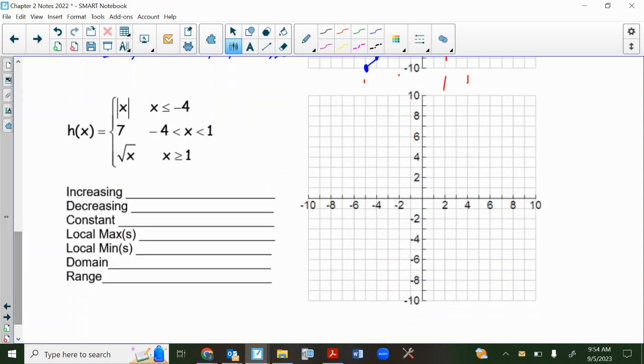All right, so try h of x. You can put it in Desmos if you want to double check to make sure you've done it right. But go ahead and try that one. Pause this video and try that one out on your own.